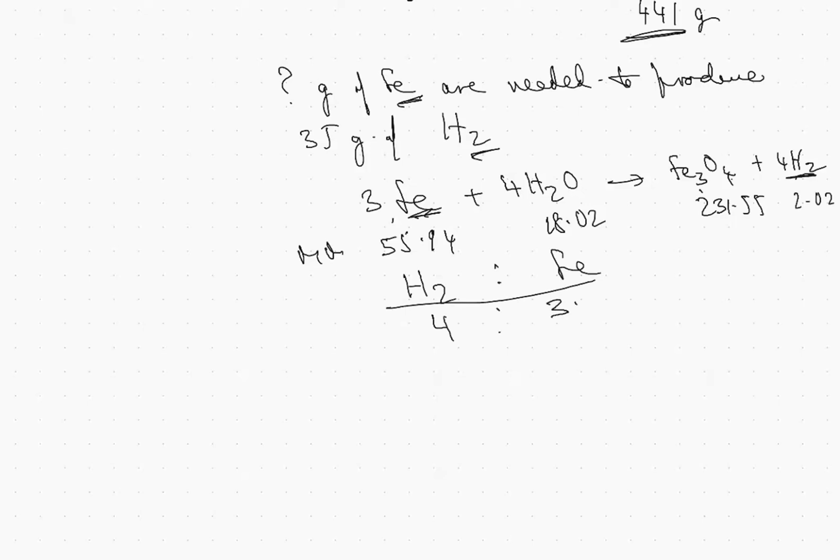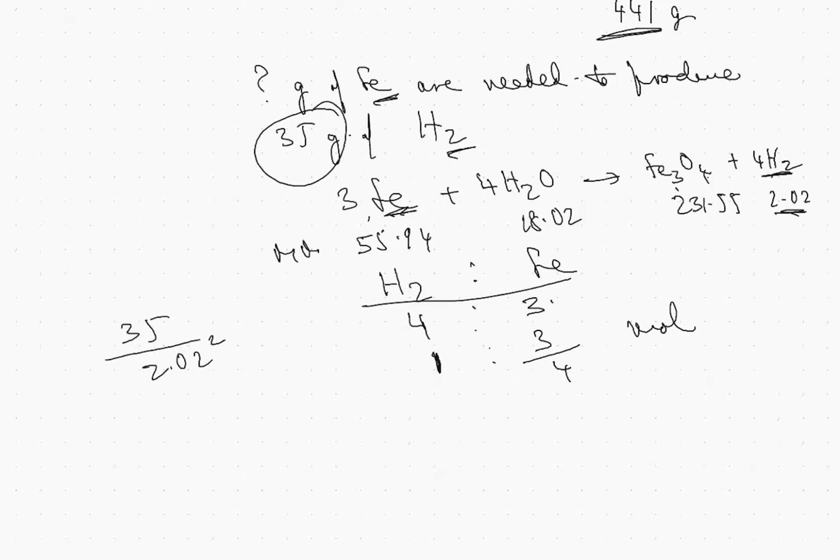You need 3/4 of Fe moles. Let us see how many moles there are in 35 grams. So 35 grams divided by 2.02, rounding down. I get 17.32 moles. So here it has 17.32 moles.